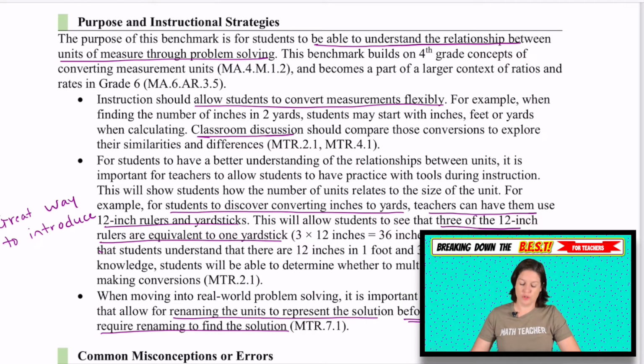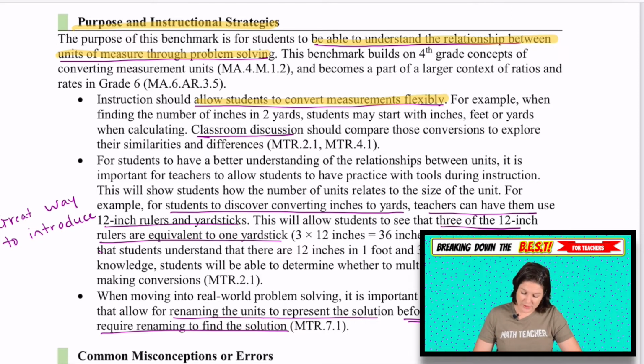Purpose and instructional strategies. What jumped out at me? Well, it says that the purpose is to be able to understand the relationship between units of measure through problem solving. We need to allow students to convert measurements flexibly.